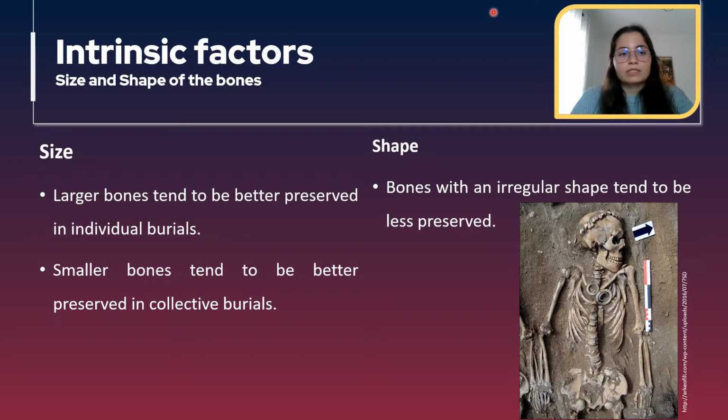For example, in a collective burial, if two individuals are buried on top of the other, the bones of the individual that is under the other are taking a lot of weight that can, for example, break the bones. And in this case, the bigger ones are more susceptible because they have a larger available surface. Looking at the shape of the bones, the ones that have an irregular form are usually less preserved because they don't resist very well to the weight of the soil.